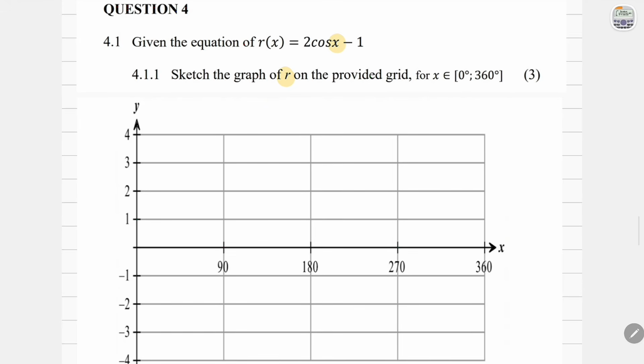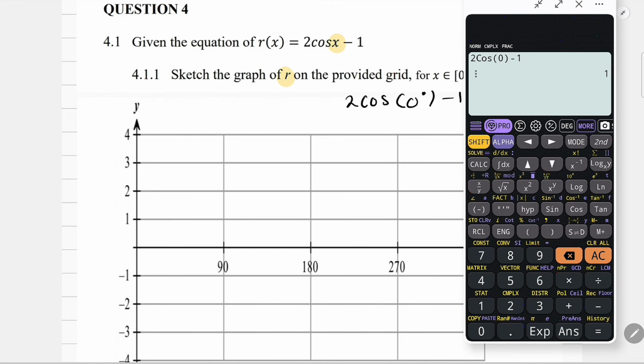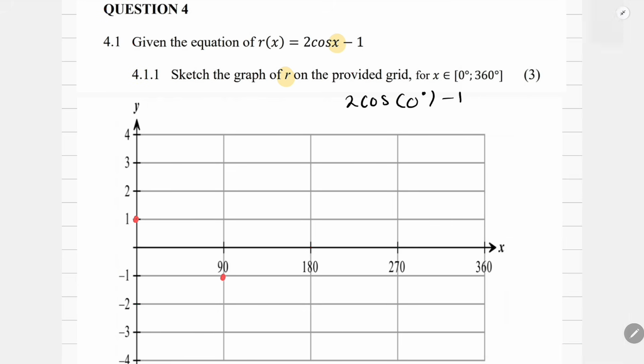Okay, so let's go. You can, on your calculator, substitute. So 2 cos of 0 degrees and then minus 1. We know that cos 0 is 1, but 2 cos 0 would be 2, and then minus 1 would be 1. You can also use your calculator as well. Okay, so that just gives us 1. And then next we need to try 90 degrees. Cos 90 degrees is 0, but 2 cos 90 degrees is just going to be still 0 because it's just times 2. And then minus 1 is negative 1. So that's minus 1.